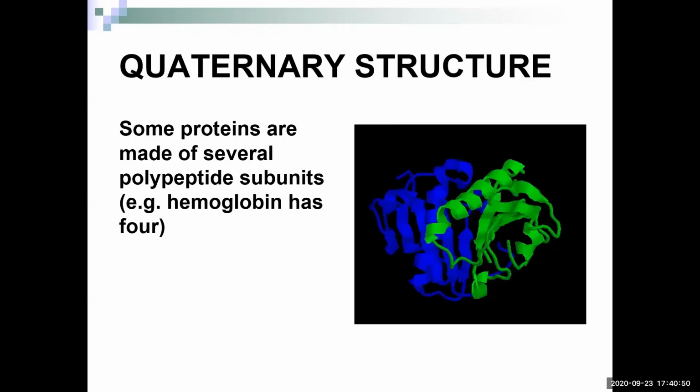Then lastly, for the structures, we have the quaternary. Some proteins are made of several polypeptide subunits, like hemoglobin, for example. It has 4. And this illustration on the right is an example for protein kinases. So how can we determine it? Protein kinase has two tertiary structures. This is the first tertiary structure, and this is the second tertiary structure. Combine them together to create a quaternary structure.